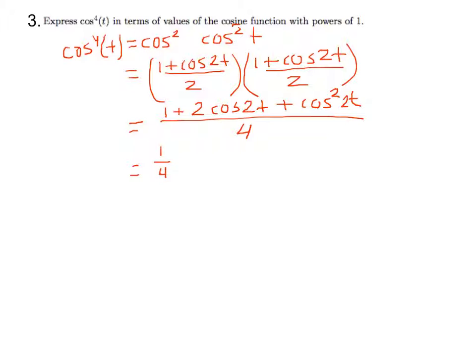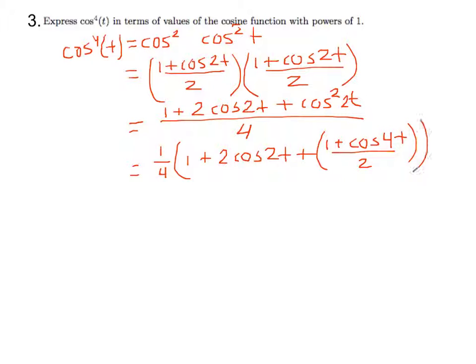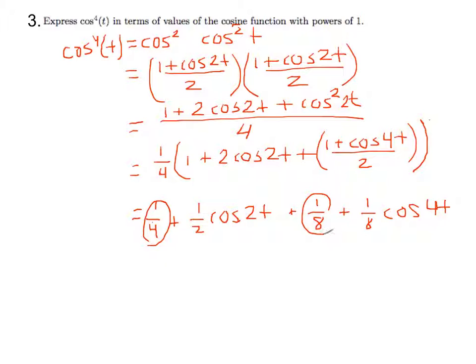And if we pull out the 1/4, we get 1/4 times 1 plus 2 cosine 2t plus cosine squared 2t. We're going to rewrite that cosine squared 2t as 1 plus cosine 4t divided by 2. And we can distribute that 1/4 in. So we have 1/4 plus 1/2 cosine of 2t plus 1/8 plus 1/8 cosine 4t, and we need to combine this 1/4 and this 1/8, and that will be 3/8 plus 1/2 cosine of 2t plus 1/8 cosine of 4t, and these are all cosine functions with powers of 1, so we are finished.